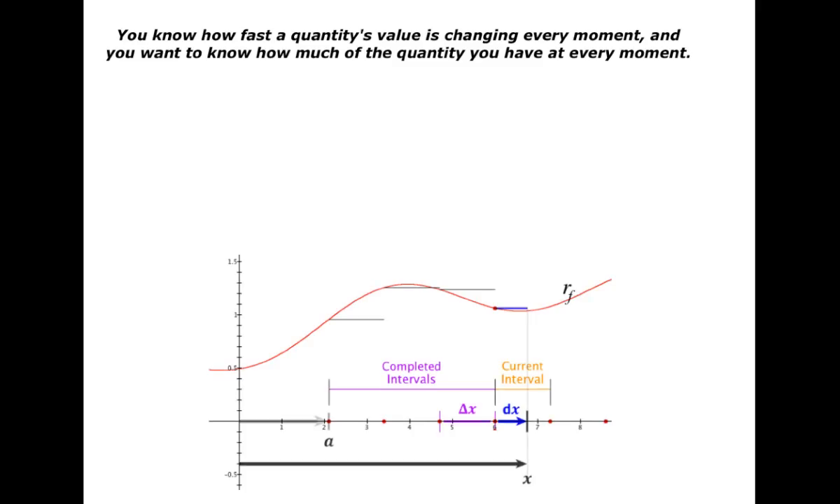Okay, so we're on this very important journey. Everything we've been doing up till now is all playing a role in this quest. You know how fast the quantity's value is changing at every moment. You want to know how much of it you have. So that begins with an exact rate of change function. Why? We know how fast the quantity's value is changing at every moment. That's exactly what an exact rate of change function tells us. We want to know how much of the quantity we have.